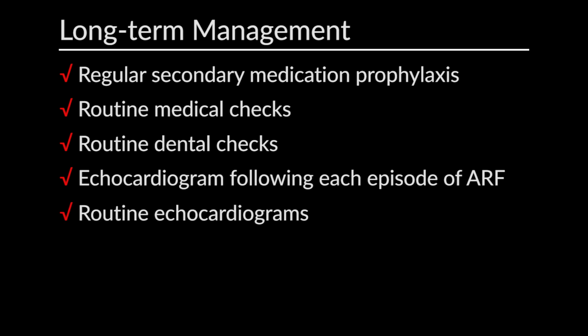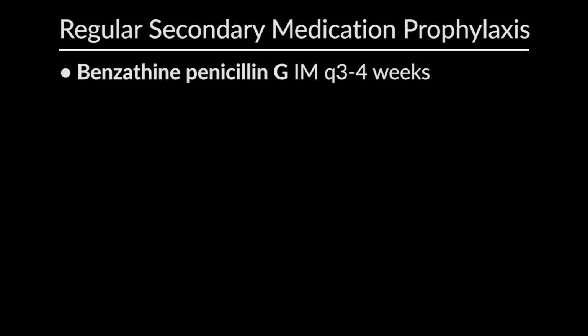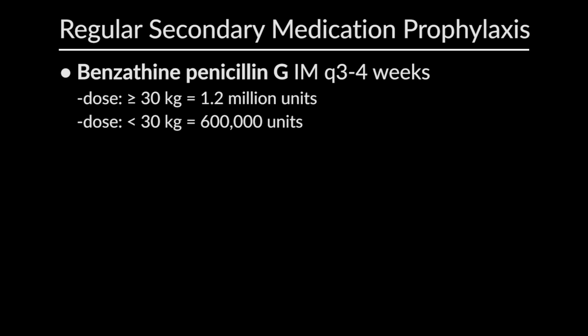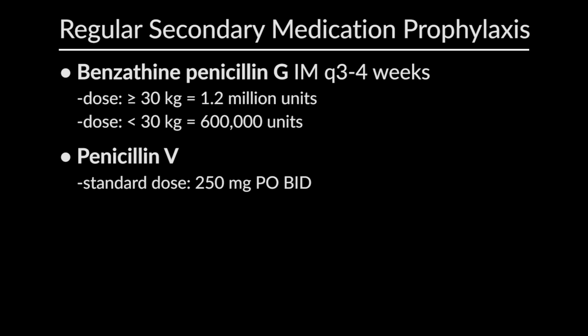Secondary prophylaxis should be done by benzathine penicillin G IM every 3 to 4 weeks, and the standard dose is 1.2 million units for patients who weigh 30 kg or greater, and the half dose of 600,000 units for patients who are under 30 kg. Penicillin V can be used if benzathine penicillin injections are not tolerated or injections are contraindicated. The standard dose is 1 tab of 250 milligrams oral twice daily.